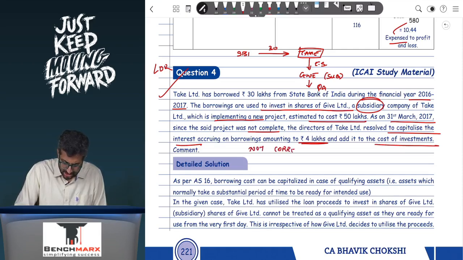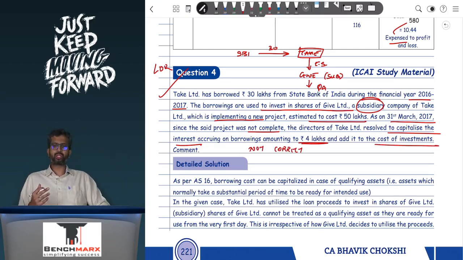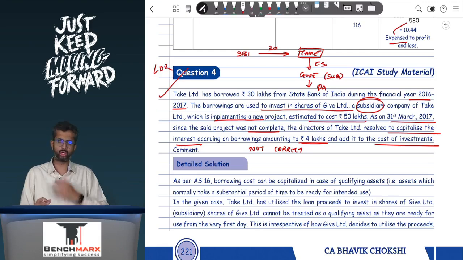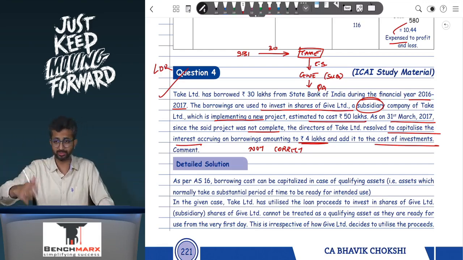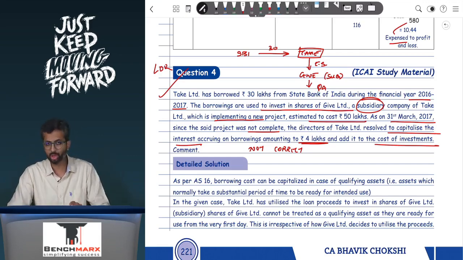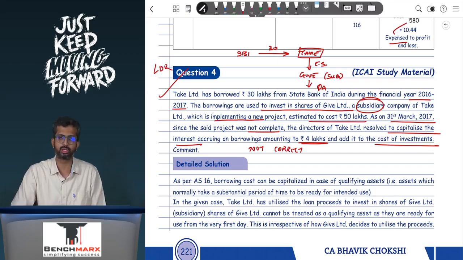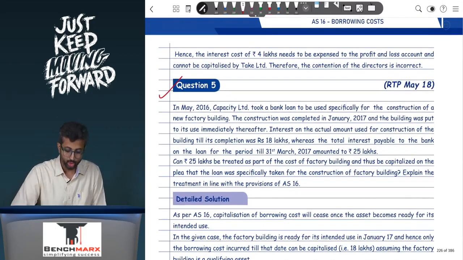Because this is the money spent for the purpose of acquiring investment in shares, and investment in shares are not a qualifying asset, irrespective of what Give Limited does with the money, in the books of TEC the asset is investment in Give Limited, which is not a qualifying asset, and hence the treatment suggested is not correct. This is question number 4. Next, you go to question number 5.